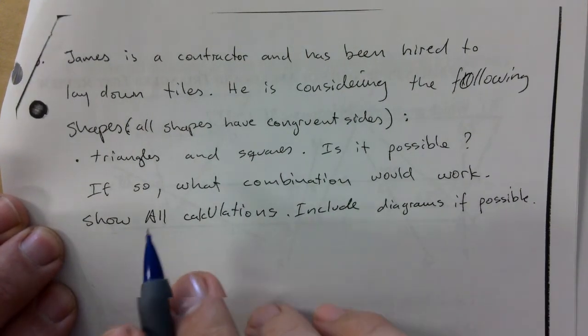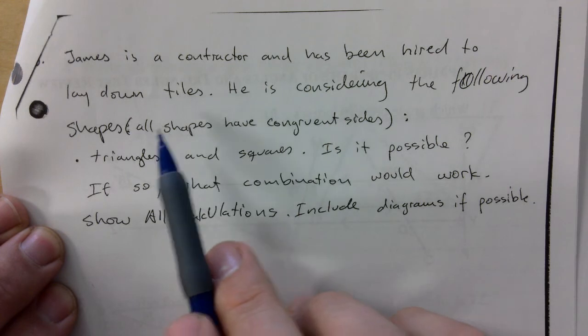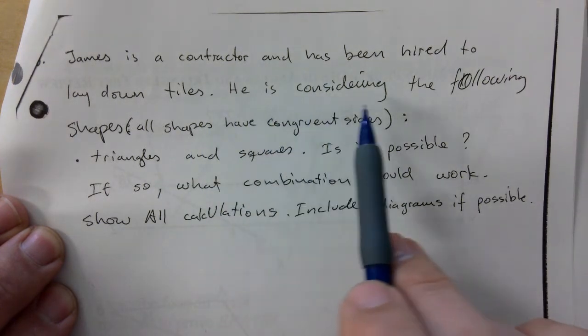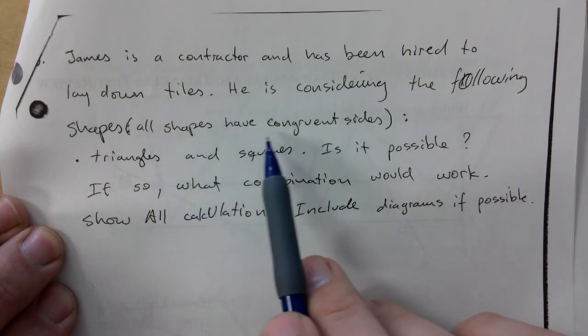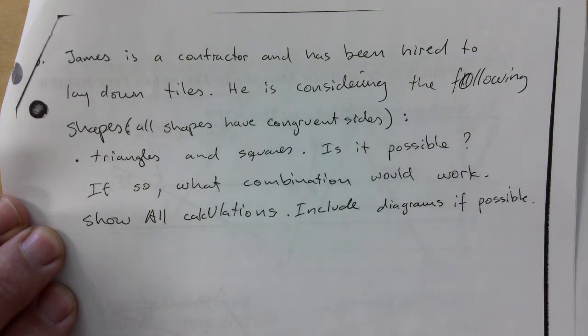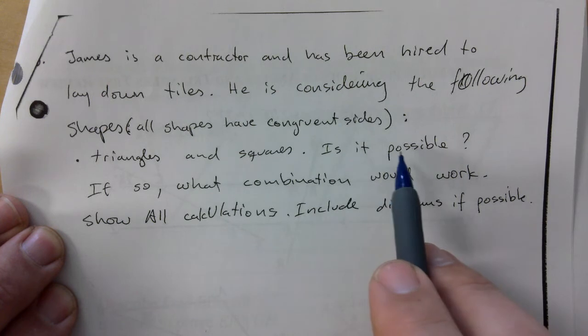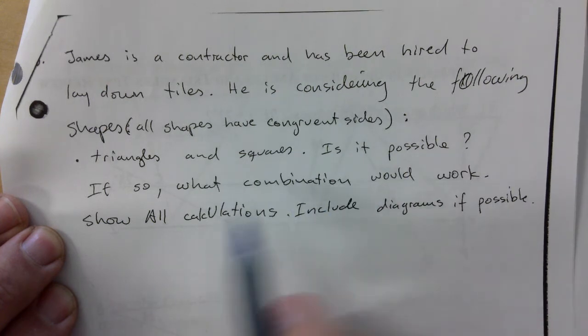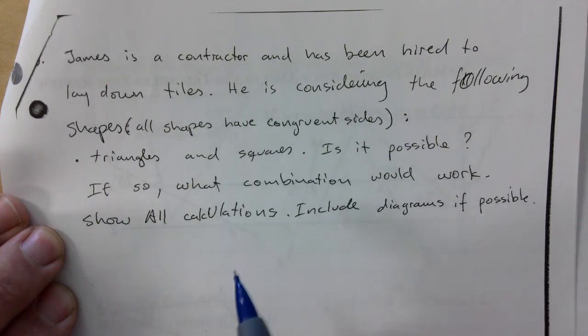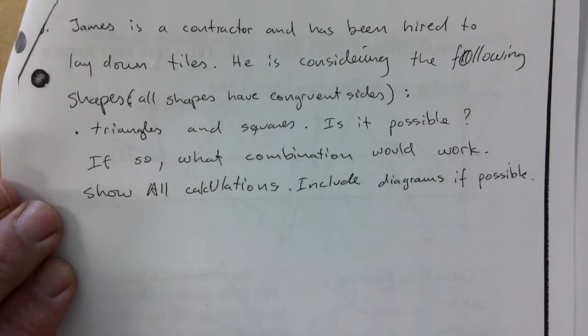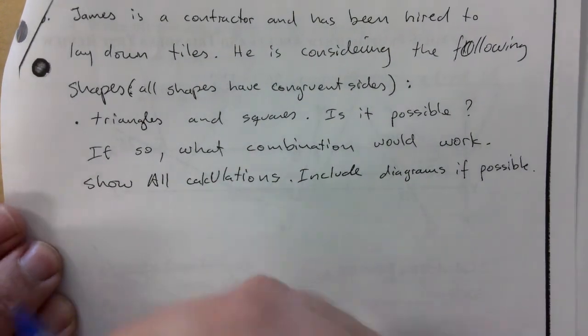James, a contractor, has been hired to lay down tiles. He's considering the following shapes. All shapes have congruent sides, so they're all regular, right? Triangles and squares, is it possible? If so, what combination would work? Show all calculations and include a diagram if possible. That's just to help you understand it.